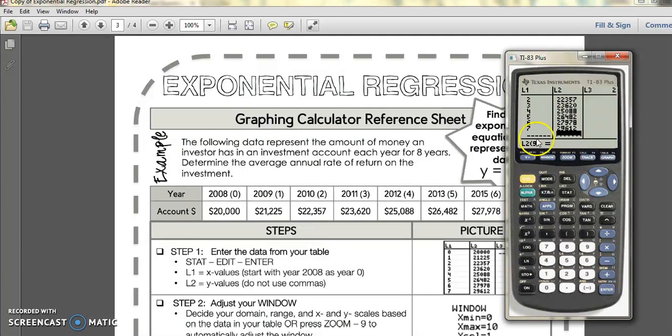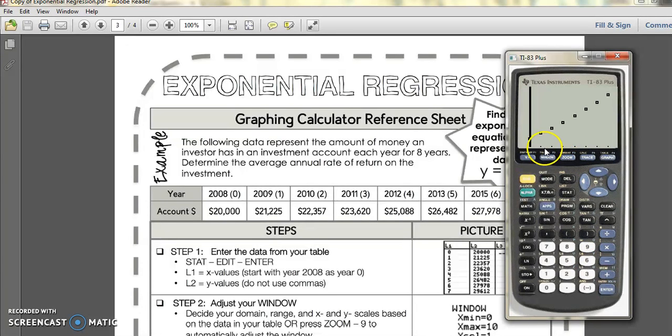So this is very similar to when we're trying to find the line of best fit. We're doing the same thing. We're entering our X list in list 1 and our Y list in list 2. If we want to see what this data looks like, we can hit second and Y equals, make sure that this plot is on and hit Enter. Hit Enter again to turn the plot on. Then we're going to hit zoom 9 to see what the data looks like.